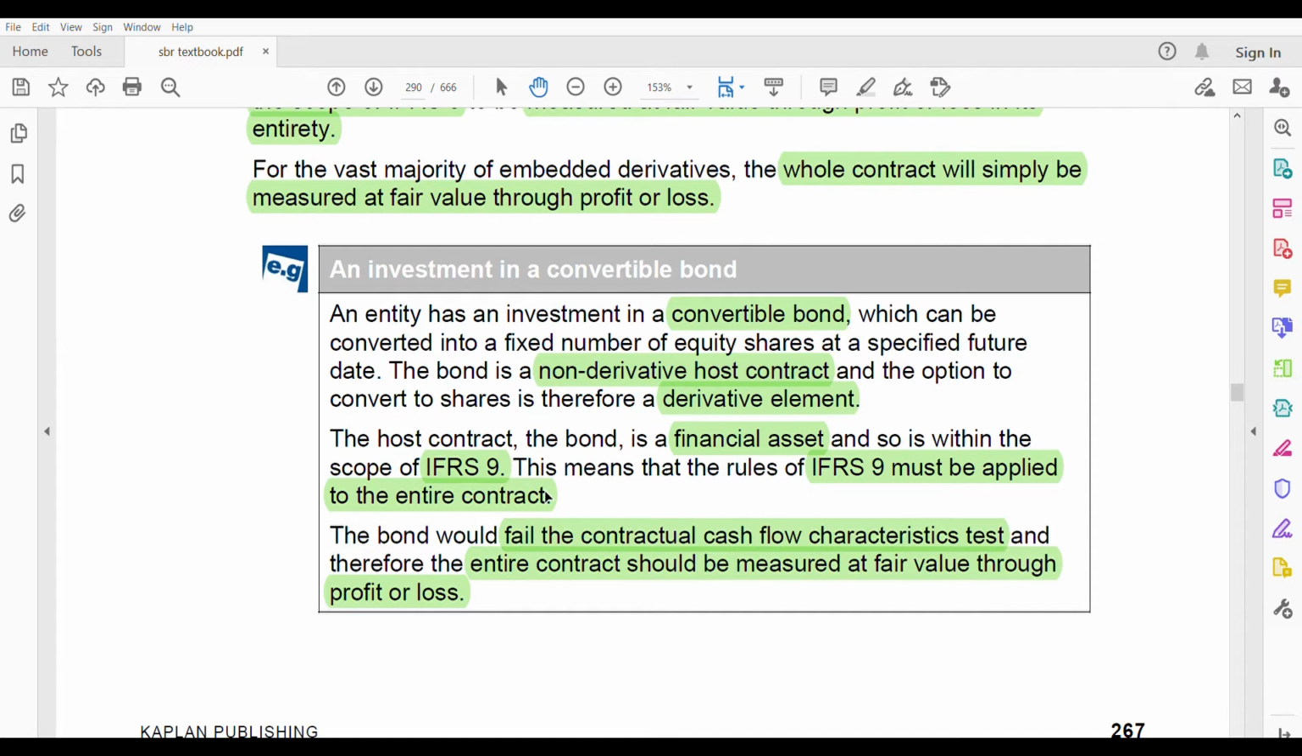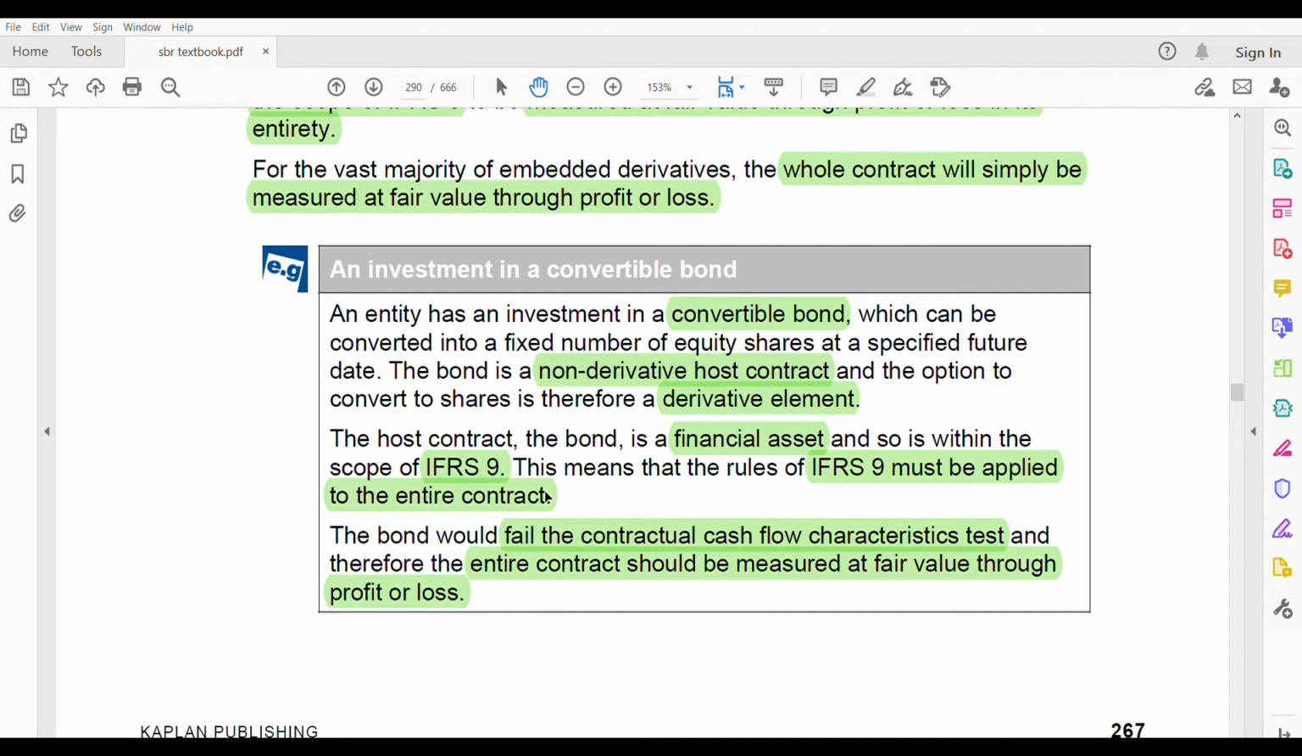Amortized cost also you cannot take, because they have failed the characteristics test. They're not going to receive cash anymore after you convert to shares. In short, a convertible bond you cannot measure at amortized cost. They will always fail the contractual cash flow characteristics test. Therefore, they are always measured at fair value through profit and loss. This is the simplest way you can remember about convertible bonds.